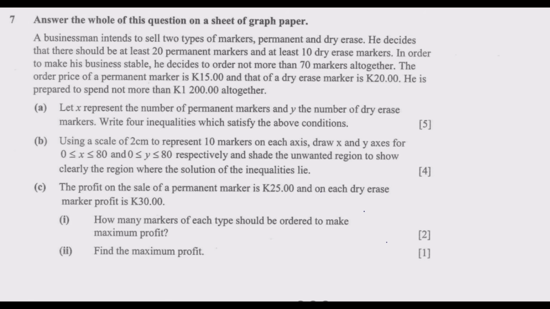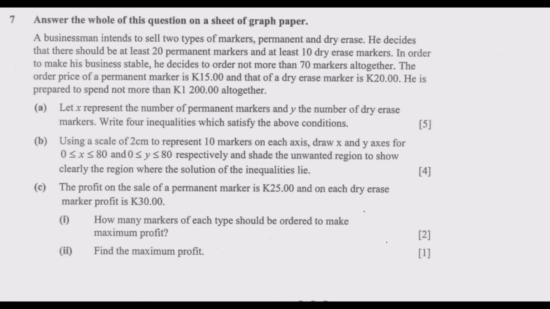Then C: the profit on the sale of a permanent marker is 25 kwacha and on each dry erase marker the profit is 30 kwacha. How many markers of each type should be ordered to make maximum profit? Find the maximum profit. So basically those are the questions that we need to answer. Let us go back and answer question A.